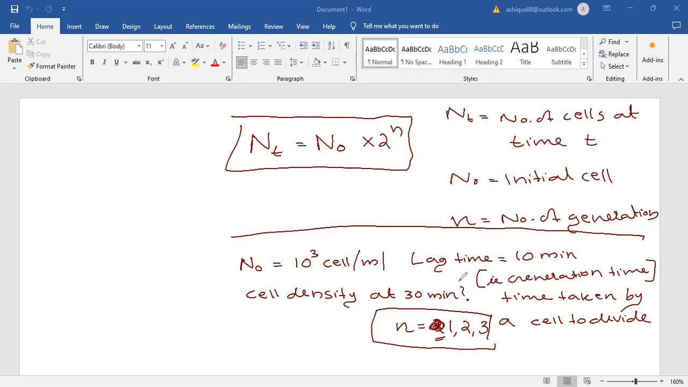Darshini, the total time is 30 minutes, right? Yes, sir. First 10 minutes will be what? The time taken for the cell to divide, the lag phase. First 10 minutes is lag, right? Yes, sir. Whether the bacteria will divide during that stage? No. So, what will be N?